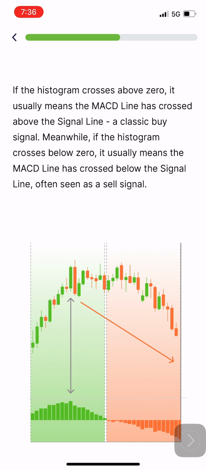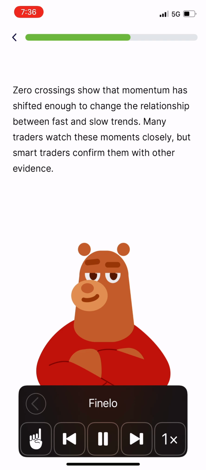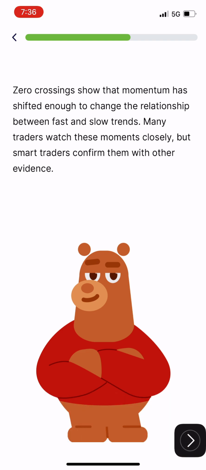buy signal. Meanwhile, if the histogram crosses below 0, it usually means the MACD line has crossed below the signal line, often seen as a sell signal. Zero crossings show that momentum has shifted enough to change the relationship between fast and slow trends. Many traders watch these moments closely, but smart traders confirm them with other evidence.